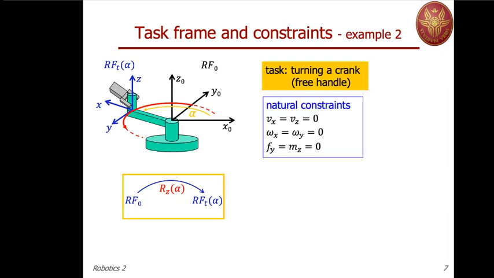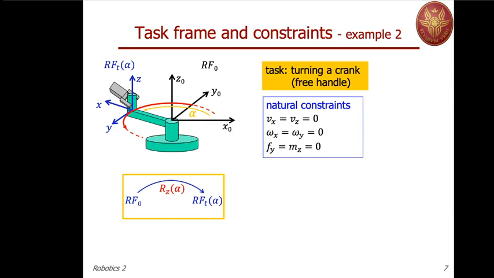Now, the natural constraints are the following. Again, 4 constraints on motion quantities and 2 constraints on generalized forces. So we cannot really move along the x direction, so Vx is equal to 0. Since we are firmly holding the handle of the crank, we cannot move along the z direction either, so Vz is equal to 0 again.